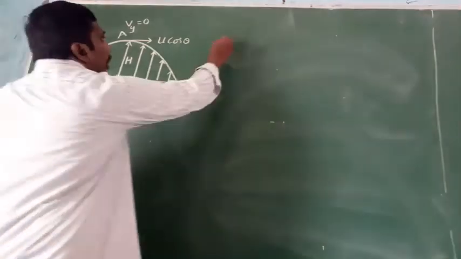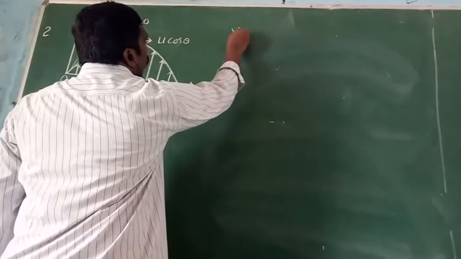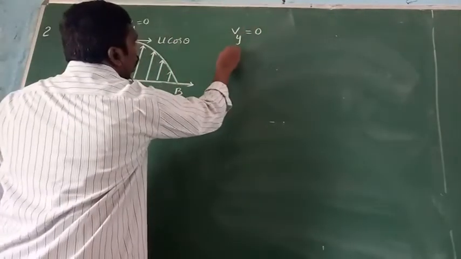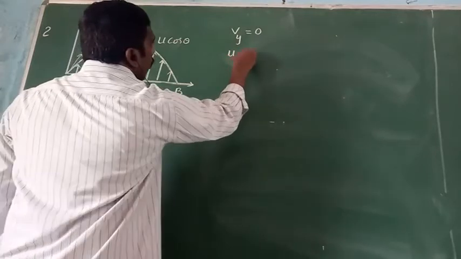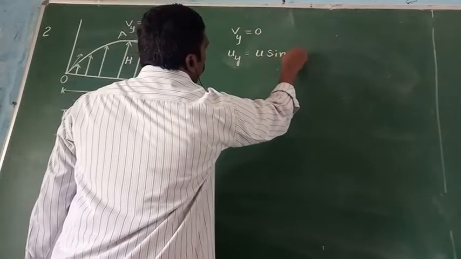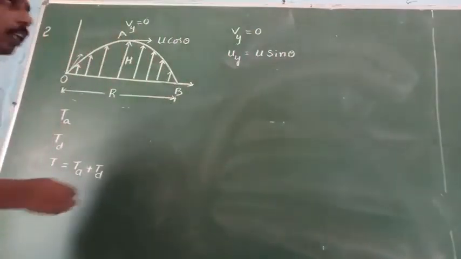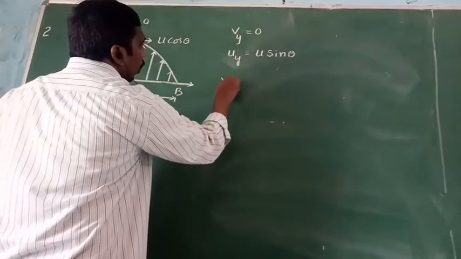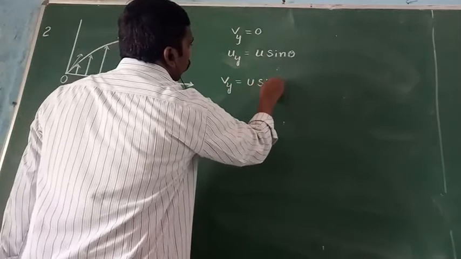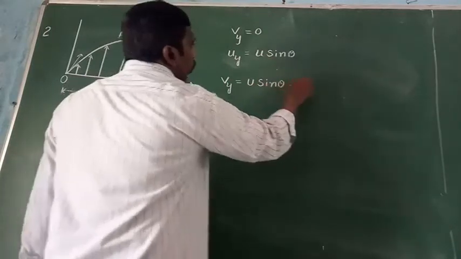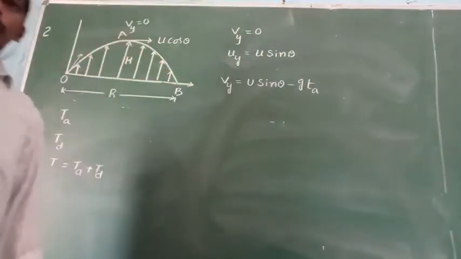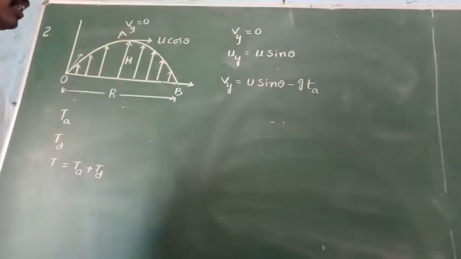In vertical motion, the velocity reaching point A is equal to 0. That's why Vy is equal to 0. But what about the initial velocity along the y direction? Uy is equal to u sin theta. So from the first equation of motion along the vertical direction, Vy is equal to u sin theta minus g into ta. From the first equation, Vy is equal to uy plus ay t.